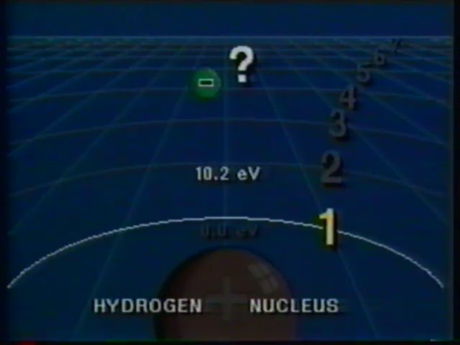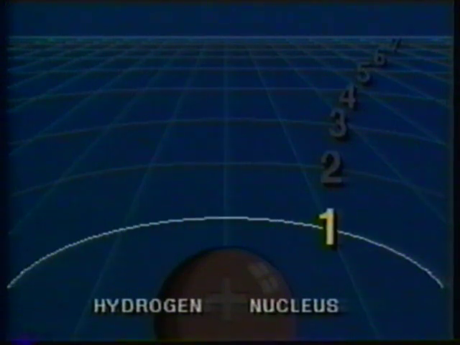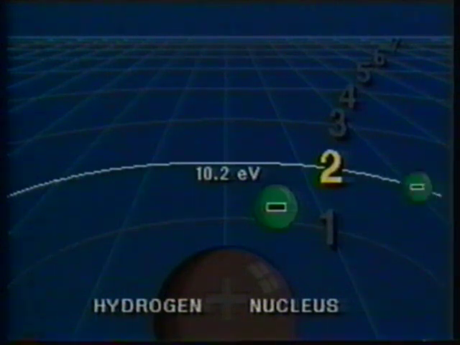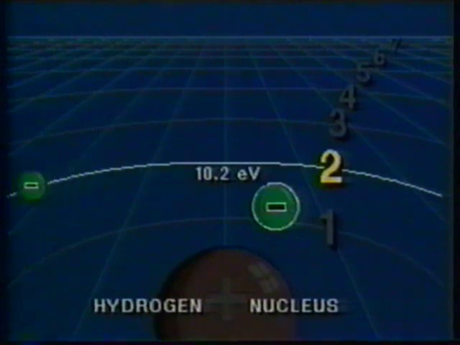In this case, if the energy of the bombarding electron is less than 10.2 electron volts, there will be no interaction between the target atom and the free electron. But an electron of exactly 10.2 electron volts can give up all its energy to an orbiting electron in the ground state and bounce it up to the first excited state, n equals 2. The free electron will escape from the atom with zero energy.